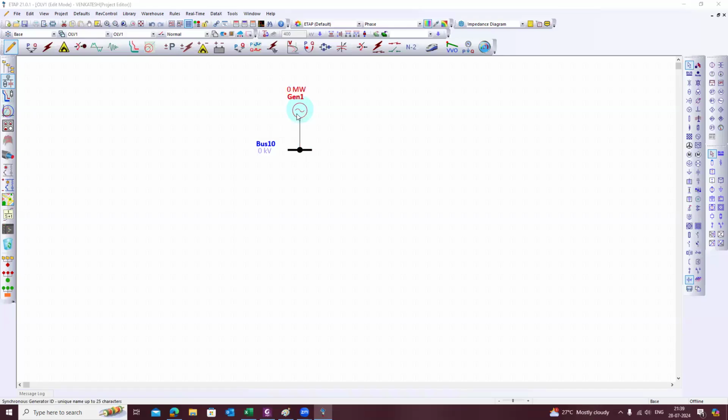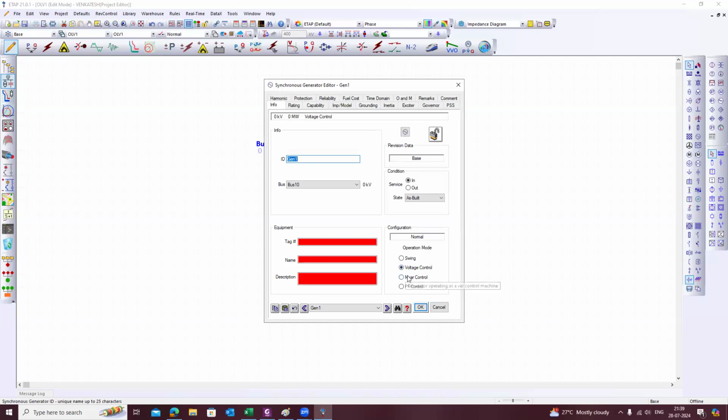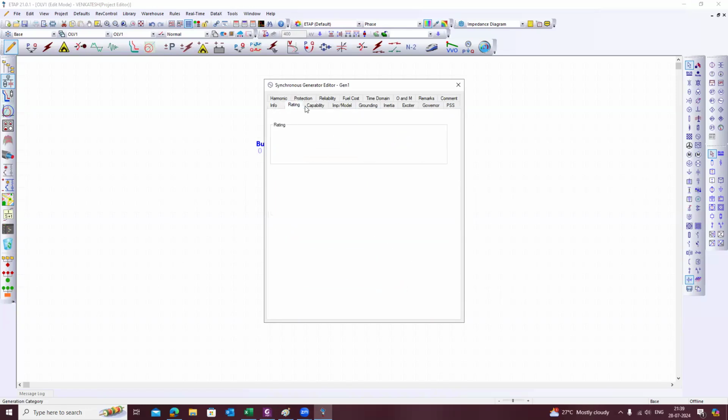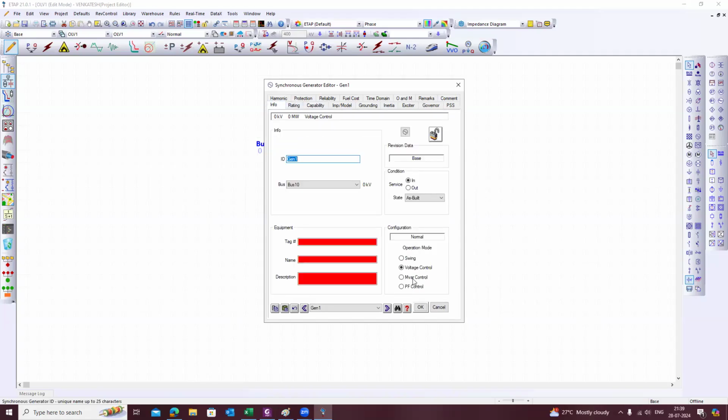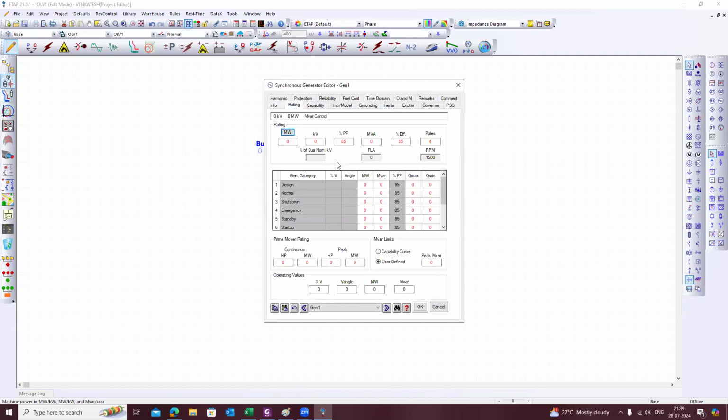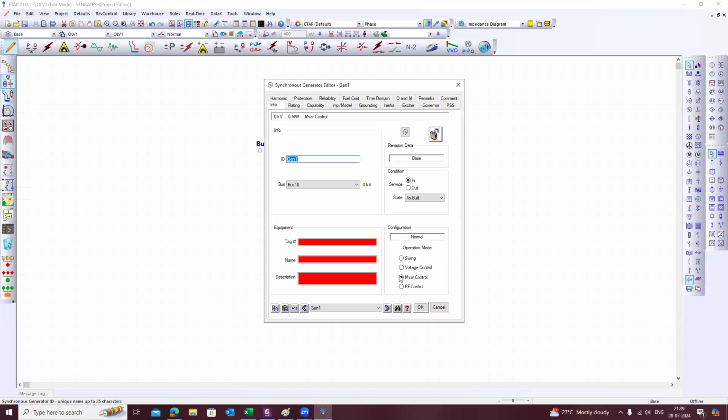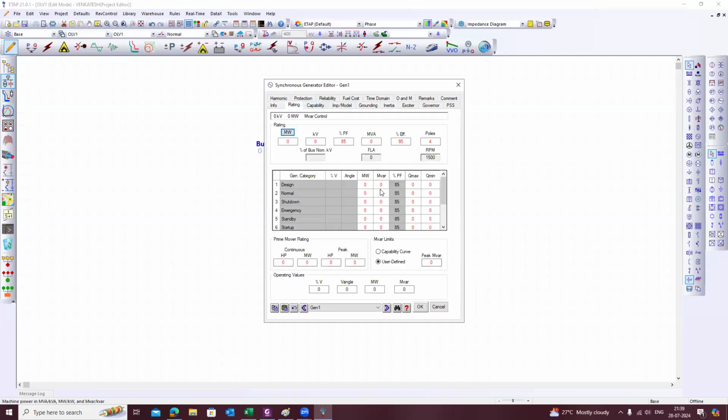And suppose I'm going to operate this generator in the voltage control mode. So in that case, what will happen? What are the parameters that are given? That means in the MVR control mode, this is basically called the PQ mode. So in the MVR control mode, you are defining the active power and the reactive power, or you will call it as a real power generation demand and the reactive power generation demand is known.